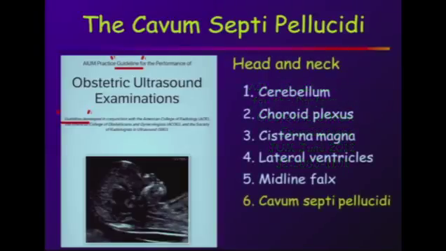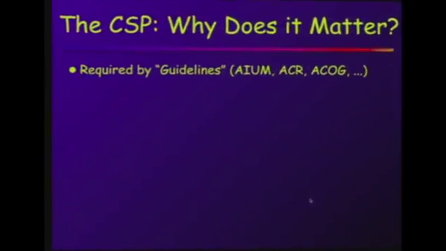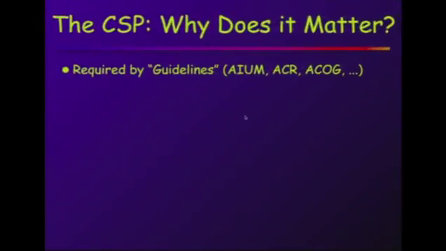And in their guidelines for an obstetric exam, they list 6 things that we need to do in the head. If you're a lumper like I am, it's really 3 things. So the cerebellum and the cisterna magna is one thing, the choroid plexus and the lateral ventricles is another thing, and the midline falx and the cavum septi pellucidi is another thing. So that's reason number 1 why it matters. It's required by the so-called guidelines, which are actually standards.